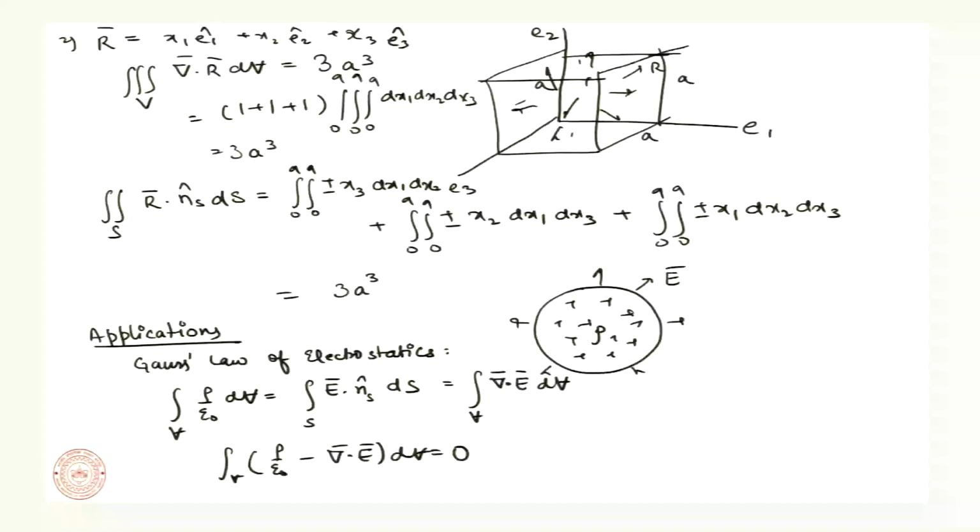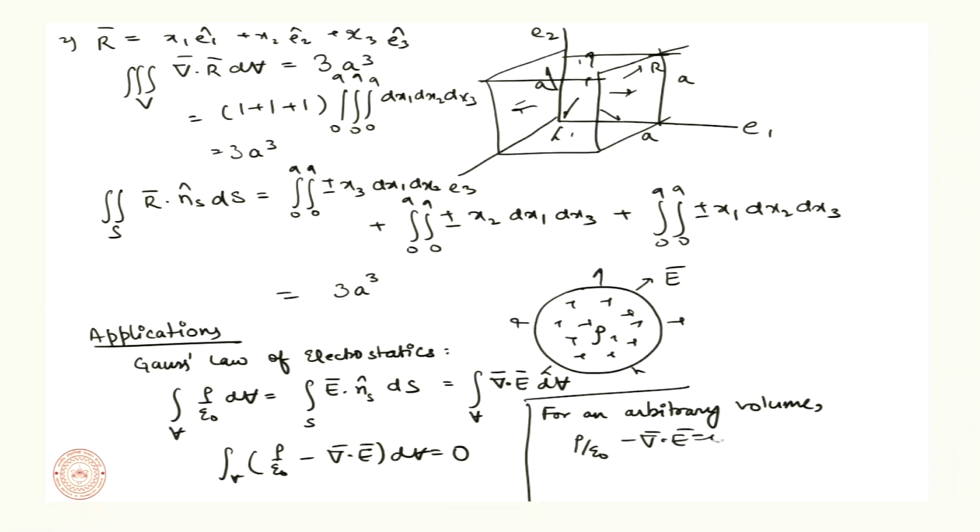The other thing will be that the thing under the integration can be 0, and that is for an arbitrary volume. So with this in mind, for an arbitrary volume, rho over epsilon naught minus del dot E goes to 0, or del dot E equals rho over epsilon naught. Okay. So, this is our differential form of the Gauss law. Okay, the first one was the integral form. So, this one was the integral form.